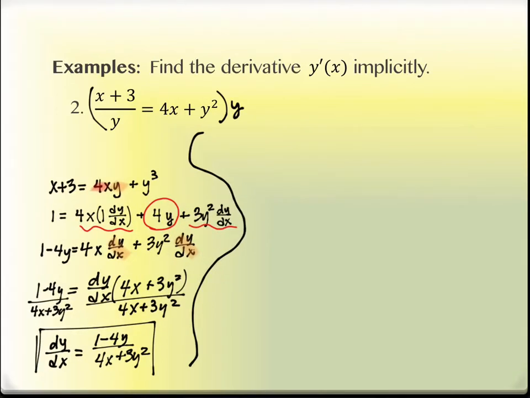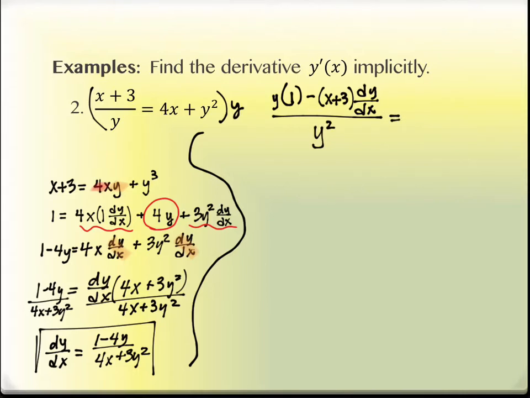So if you leave it like it is, you have a quotient rule. The quotient rule on the left-hand side says I do the denominator times the derivative of the numerator. So y is my denominator, my numerator's derivative is 1, minus my numerator, which is x plus 3, times the derivative of my denominator, which would be dy dx. And all of this is over the denominator squared. That's what the left-hand side looks like.